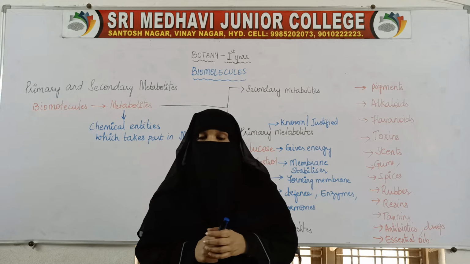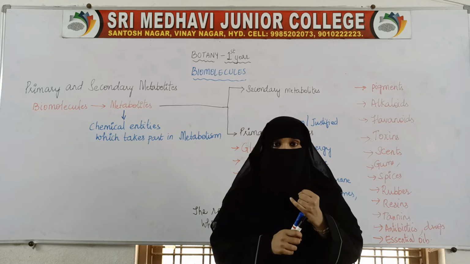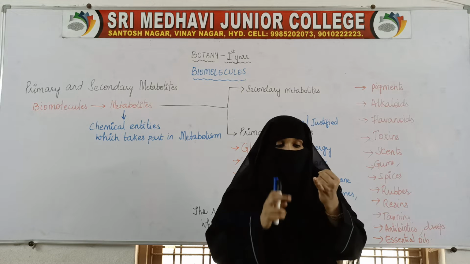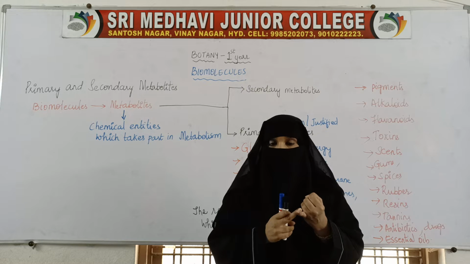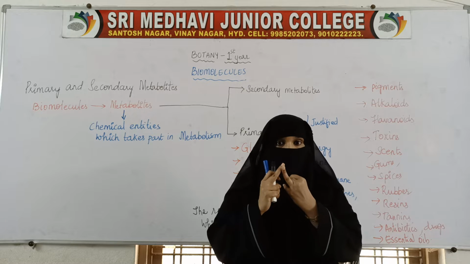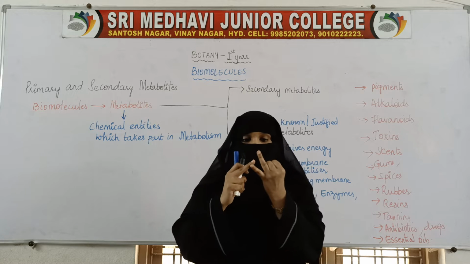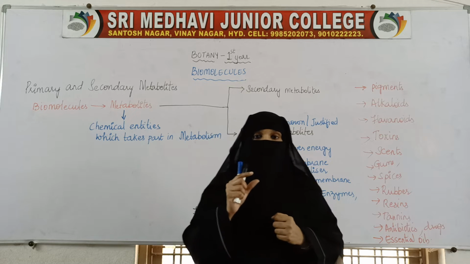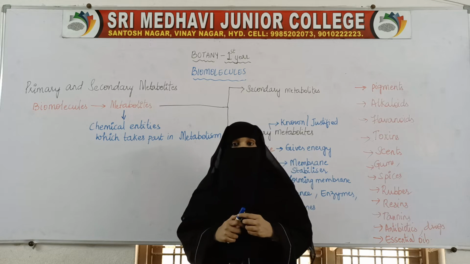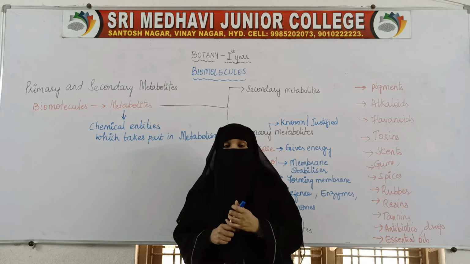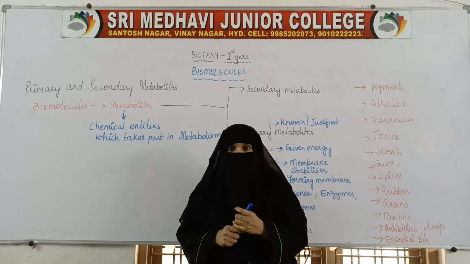In DNA, 4 nitrogenous bases are found. What are those 4 nitrogenous bases? That is adenine, guanine, cytosine and thymine. I repeat, adenine, guanine, cytosine and thymine. Thymine is the 4th nitrogenous base.